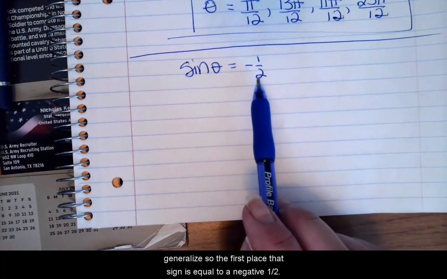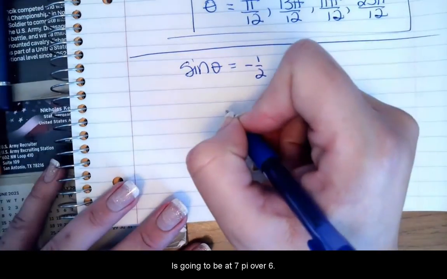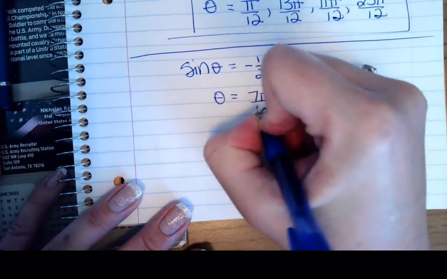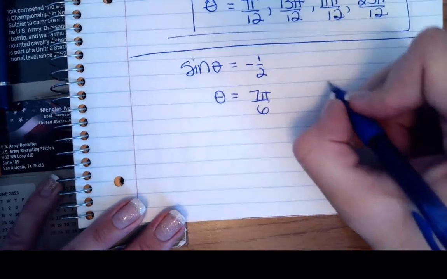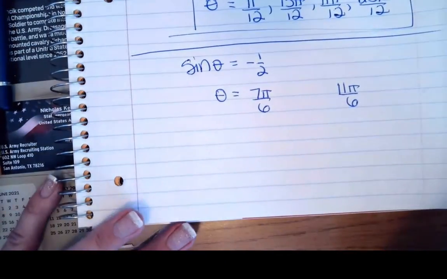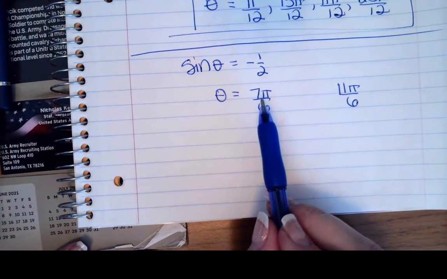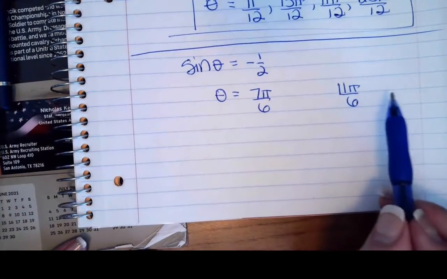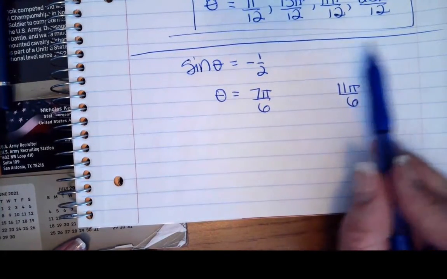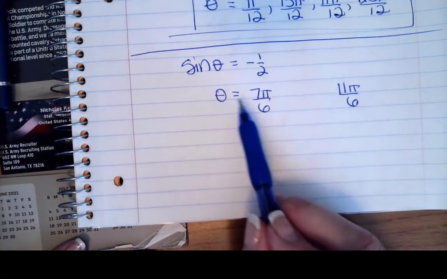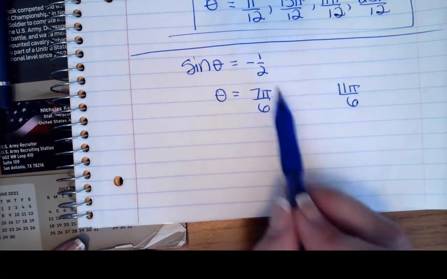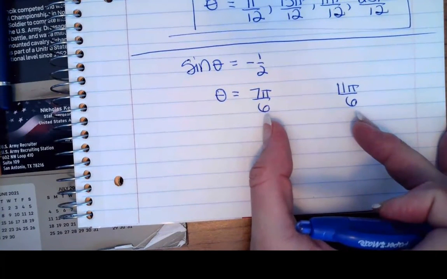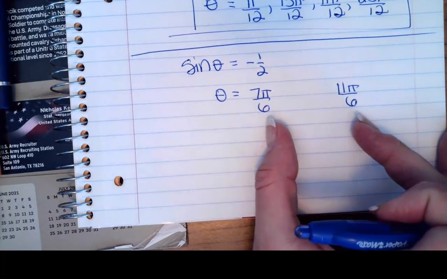So the first place that sine is equal to -1/2 is going to be at 7 pi over 6. And the second place it's equal to -1/2 is going to be 11 pi over 6. So I can add a lap to this, and it's going to be coterminal with 7 pi over 6. I can add a lap to this, and it will be coterminal to 11 pi over 6. I can also go backwards a lap, and it will be coterminal with 7 pi over 6. So we identify the places within one lap of the unit circle, and then we generalize.